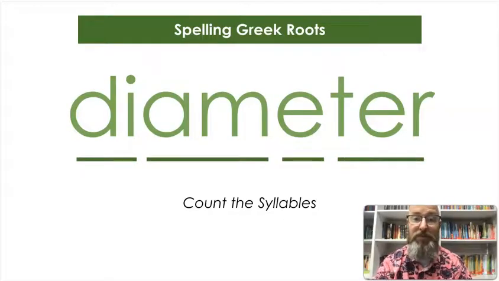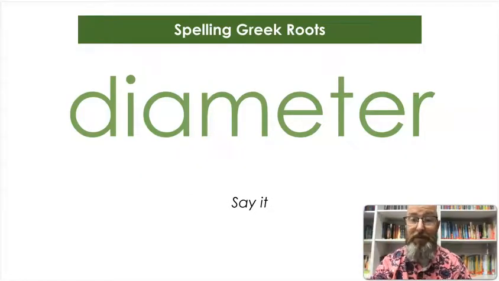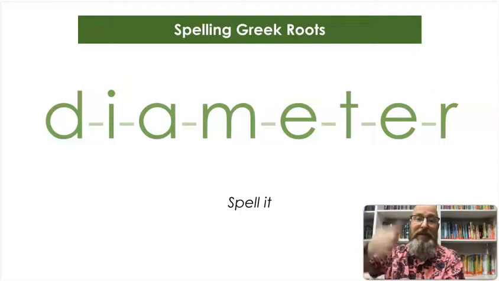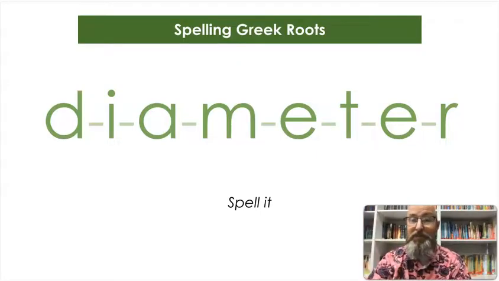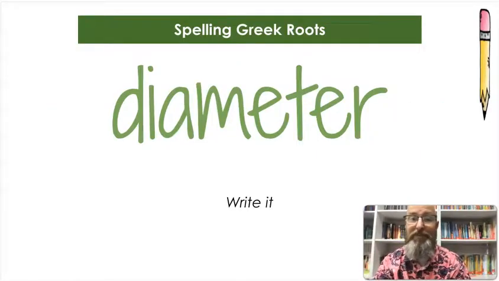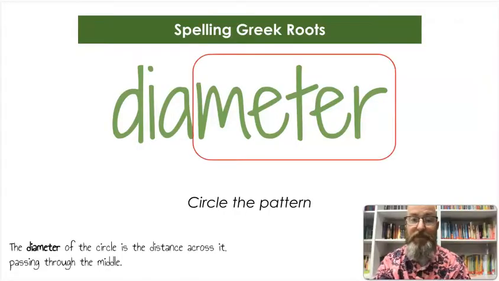Let's count the syllables. Diameter. Let's spell it. D-I-A-M-E-T-E-R. Diameter. And let's write it. D-I-A-M-E-T-E-R. Let's circle that pattern, our Greek root meter. The diameter of a circle is the distance across it, passing through the middle.